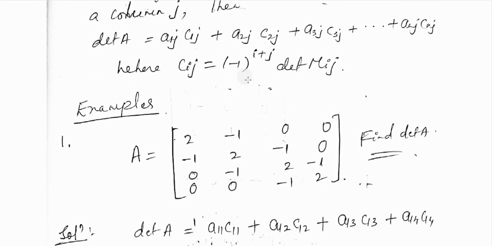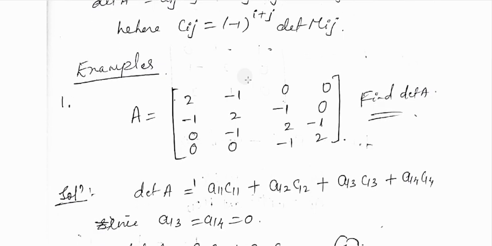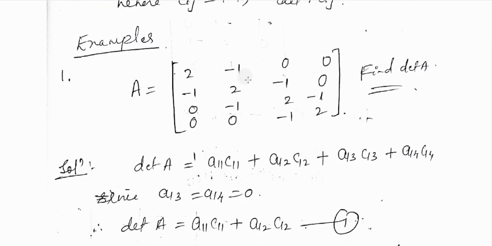Let me consider one such example. We already know how to expand 2 cross 2 and 3 cross 3 determinants. Here I have taken a 4 cross 4 determinant. Let us apply the cofactor formula to expand this 4 cross 4 determinant, expanding with reference to only the first row.